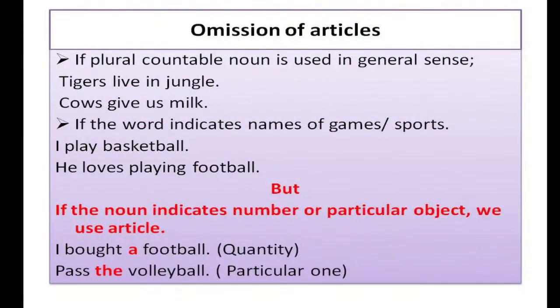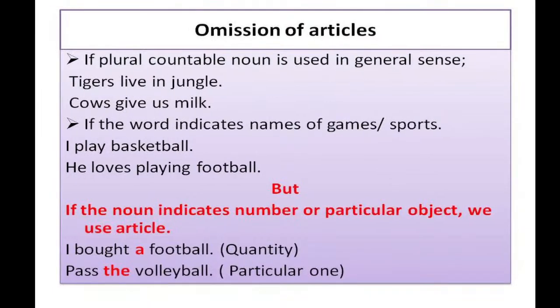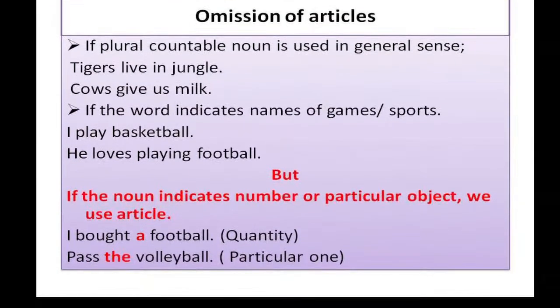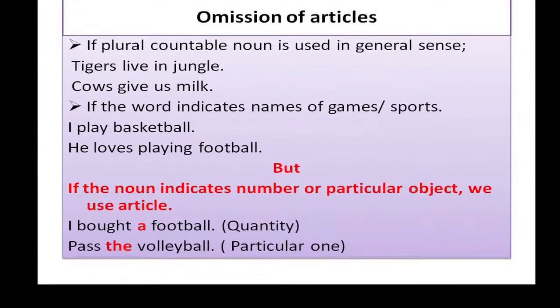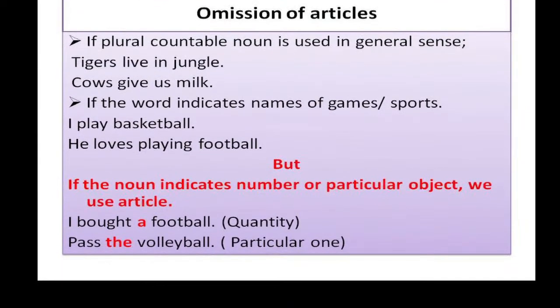Now omission of articles, you need to pay attention in this slide. If a plural countable noun is used in a general sense, for example, tigers live in jungles, we are talking about tigers in general, all the tigers. We are not talking about any particular ones. Cows give us milk. If the word indicates the name of games or sports, for example, I play basketball, he loves playing football. But if the noun indicates a number or a particular object, like I bought a football, here quantity is being mentioned. The volleyball means one particular one. So in such cases we are going to use an article. Now next slide.